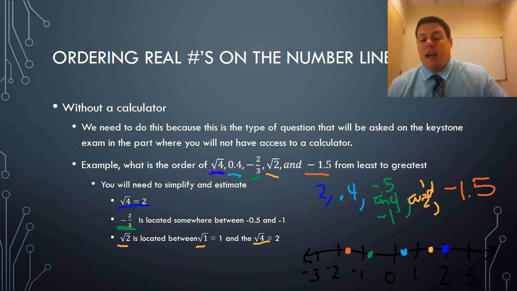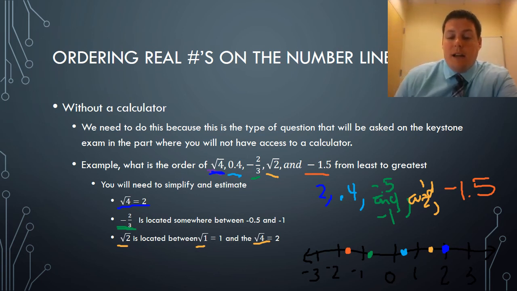Now you can see how they plot out on the number line, and we can figure out the order from least to greatest this way. So that would be the easiest way to do it without a calculator. Obviously, if you have a calculator, you can convert them into decimals.